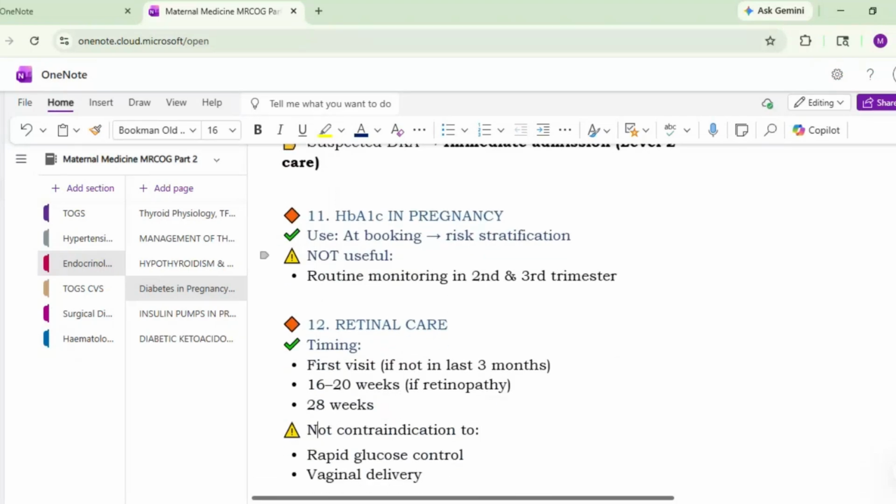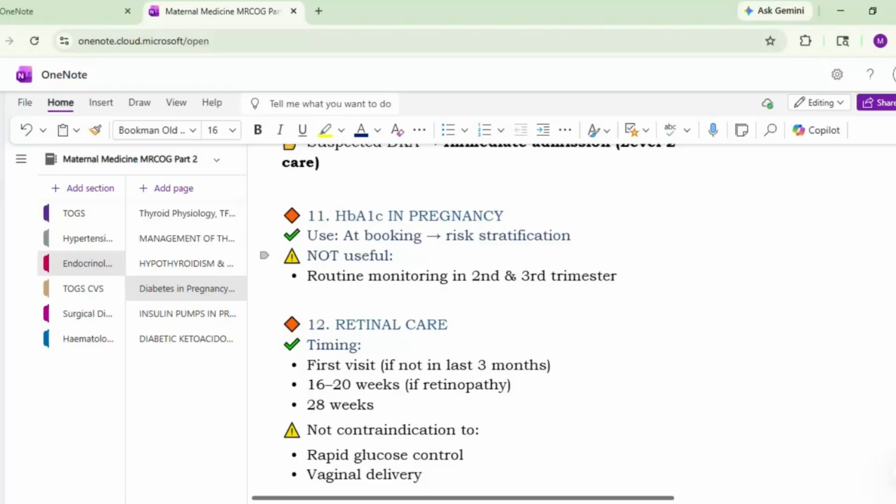When will it be done? One, it will be done at booking. That will help us to stratify the risk. Otherwise, HbA1c monitoring during pregnancy is of no use. Routine monitoring in the second and third trimester is not useful because we are monitoring these patients on glucose. So if you are keeping her glucose within normal range, then definitely HbA1c will always be normal. It is not required. But at the time of diagnosis, you will be able to stratify the risk. That is why at the booking, it is required.